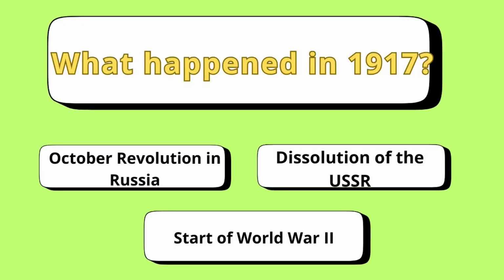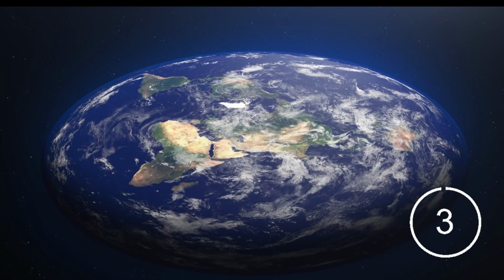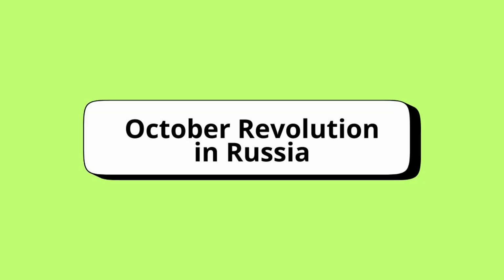What happened in 1917? A. October Revolution in Russia. B. Start of World War II. C. Dissolution of the USSR. October Revolution in Russia.